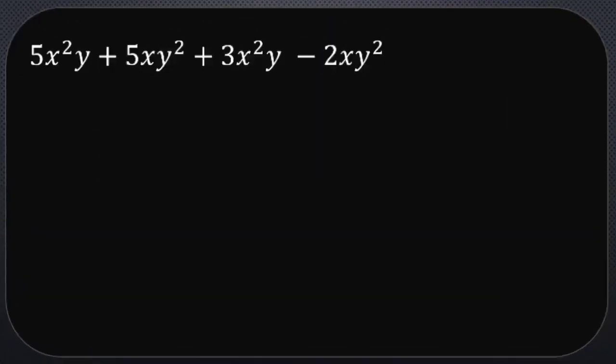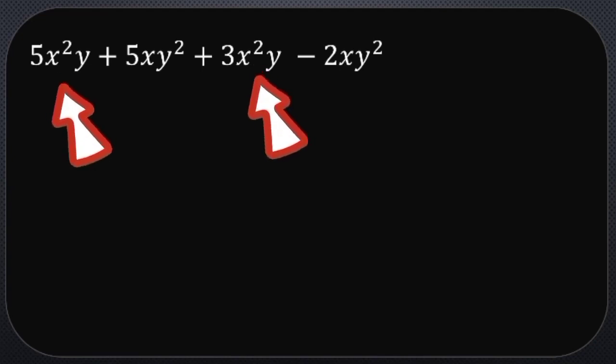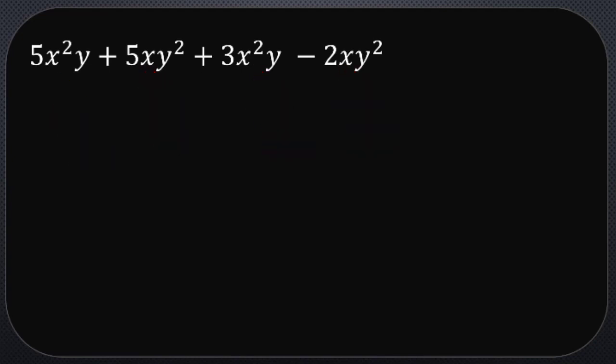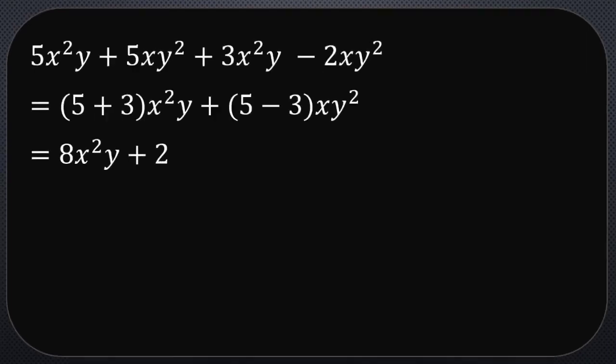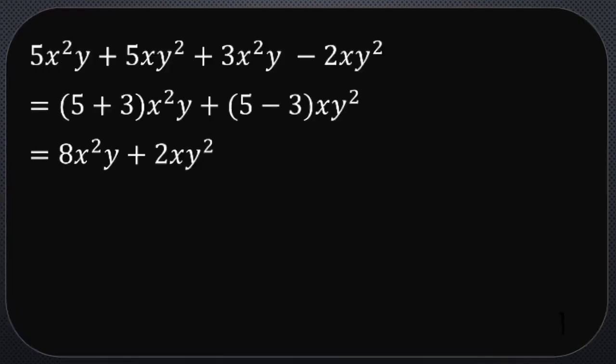In this example, we have two x squared y terms and two xy squared terms. First, let's group the x squared y terms. Next, we group the xy squared terms. 5 plus 3 is 8. 8 times x squared y is 8x squared y. 5 minus 3 is 2. 2 times xy squared is 2xy squared. Let's try another example.